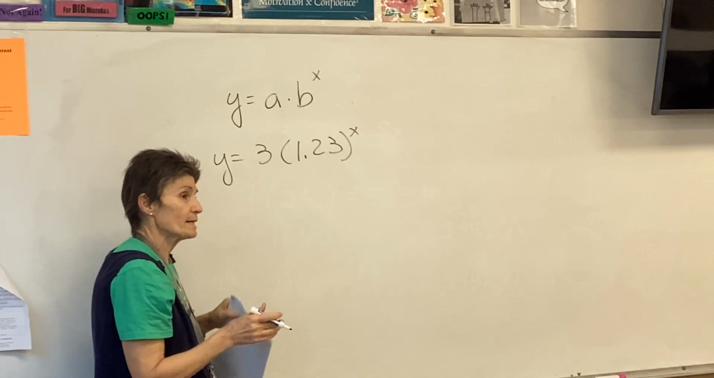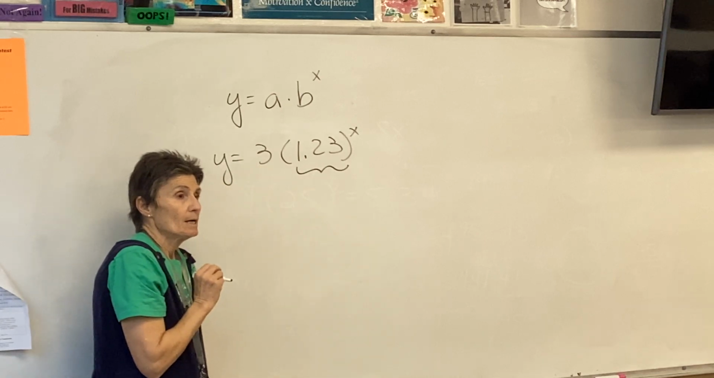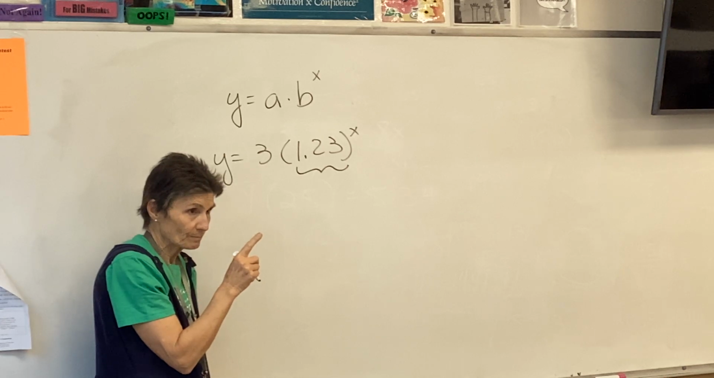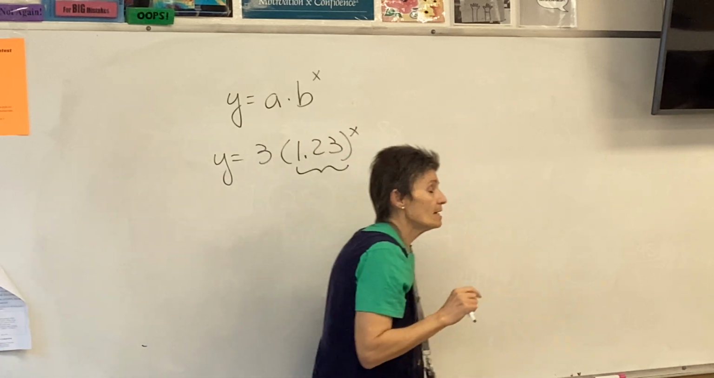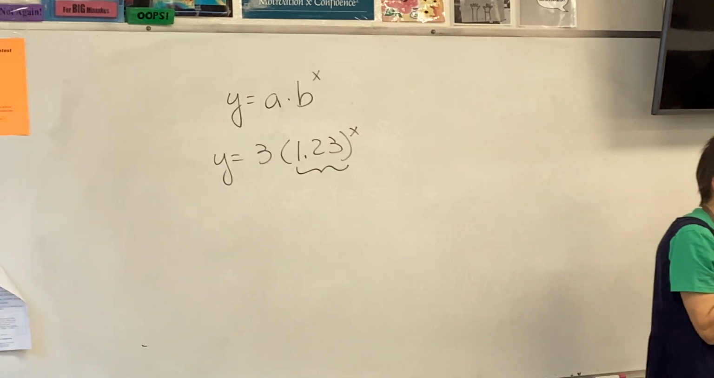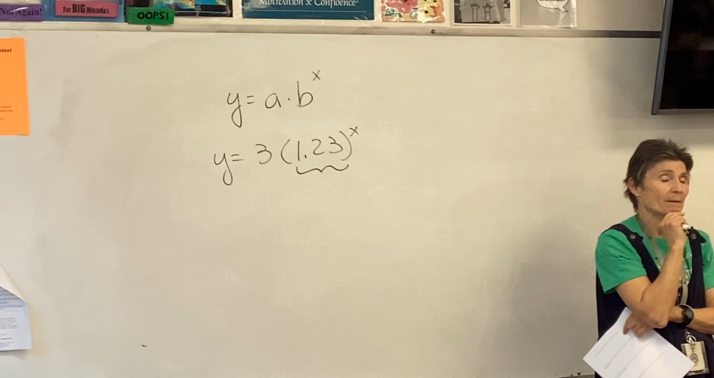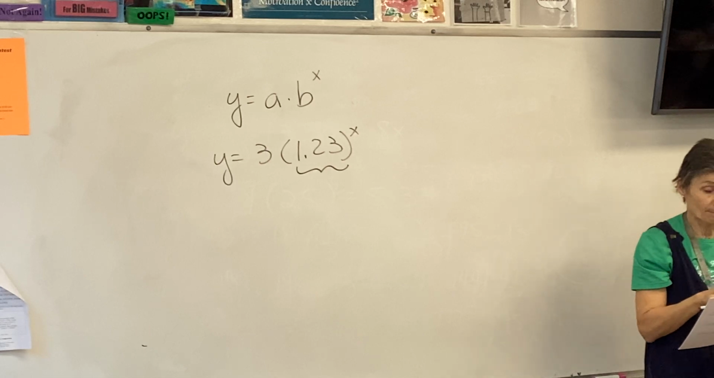Are they growth or decay? This number right here is the key. If this number is bigger than 1, it's growth. I want you to think about it for a second, guys. If we multiply something by 1, it stays the same. But what happens if we multiply it by something bigger than 1? It gets bigger. Growth. What happens if we multiply it by something less than 1? It gets smaller, and that would be called decay.